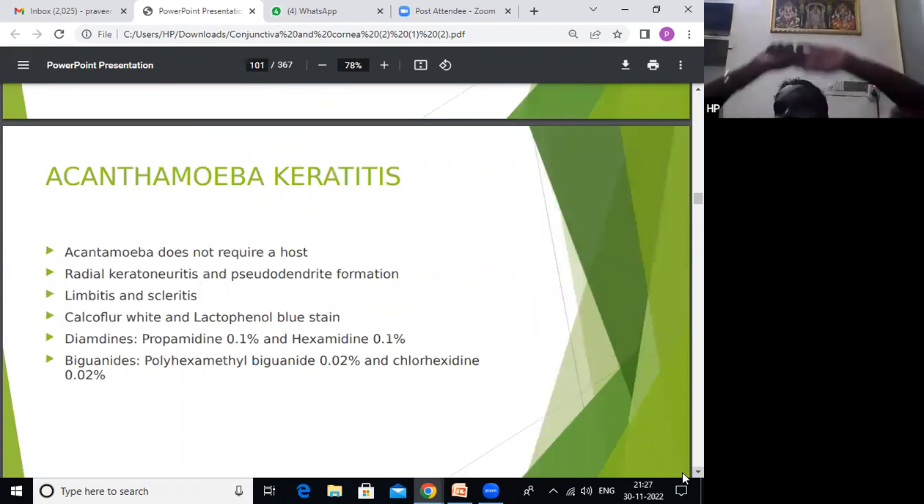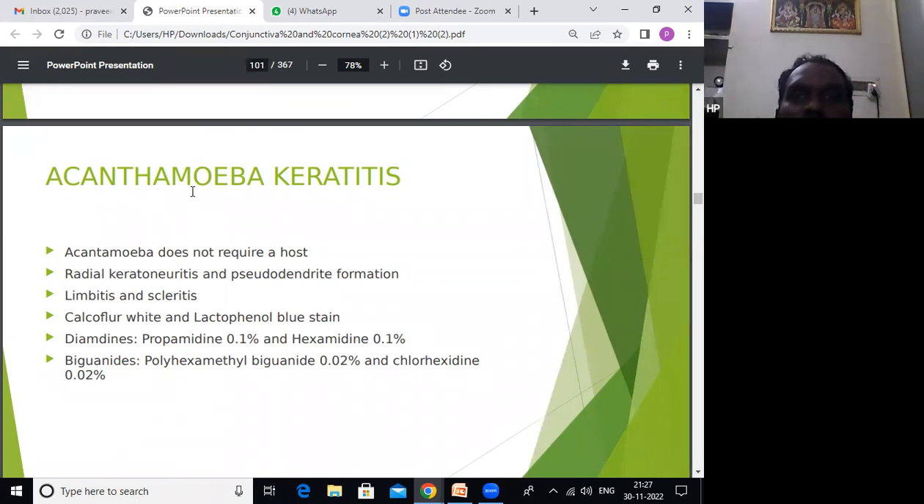Then again, the questions we can ask in acanthamoeba keratitis. One of the following corneal ulcers is associated with radial keratoneuritis. So this is an important thing. Radial keratoneuritis is seen in which corneal ulcer? That is seen in acanthamoeba keratitis.